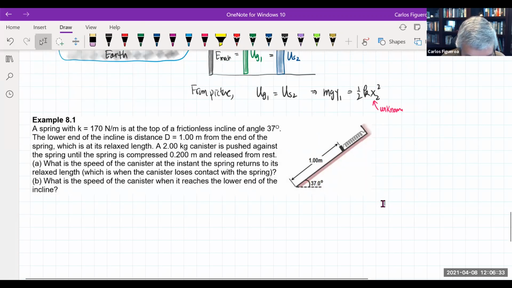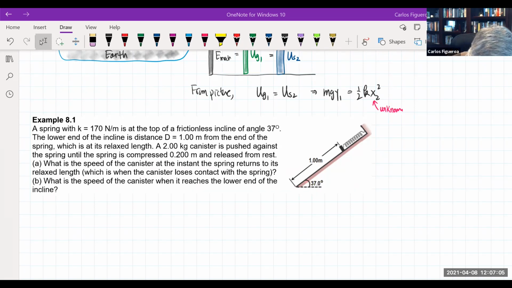You have a spring with a constant K of 170 newtons per meter, and I have a frictionless incline. And it says that the angle is 37 degrees. So what I want to do here, when I look at this, is find out what's in my system. Okay, what's in my system? Do I know what my system is?